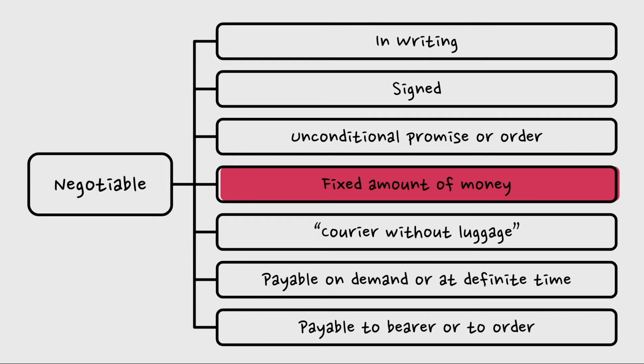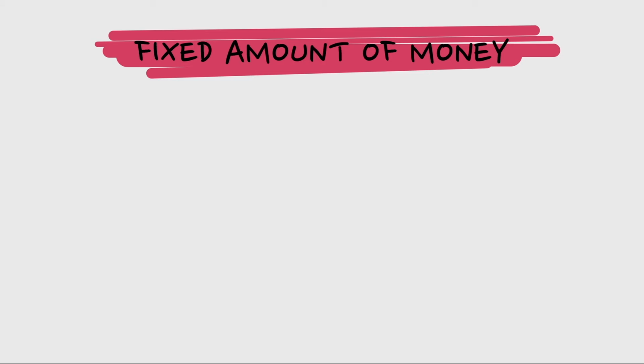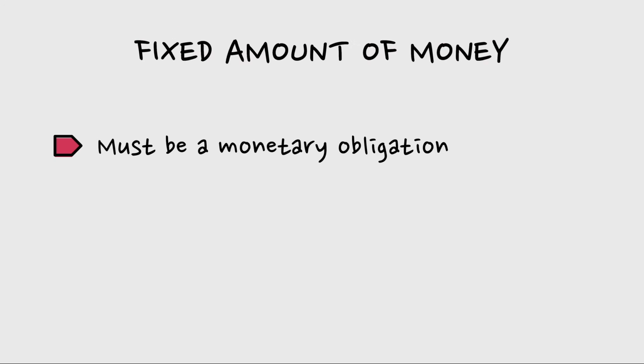It's got to be for a fixed amount of money, and we need to be careful of this. So keep in mind, what we're asking is: is this instrument negotiable? Does it fall under UCC Article 3? So is it in writing? Is it signed? If it's a draft, does it contain an unconditional order to pay? If it's a note, does it contain an unconditional promise to pay? And is it a promise to pay a fixed amount of money or an order to pay a fixed amount of money? What do we mean by fixed?